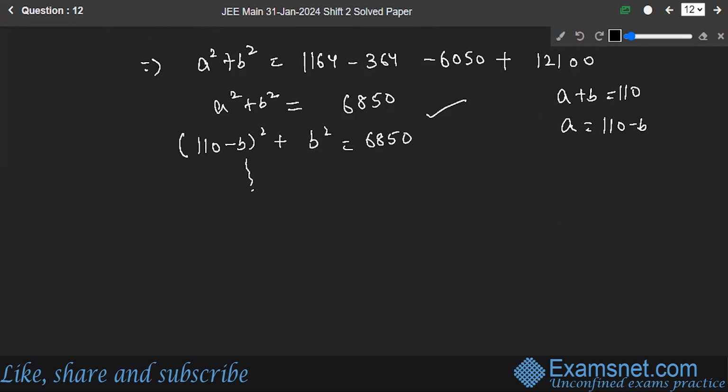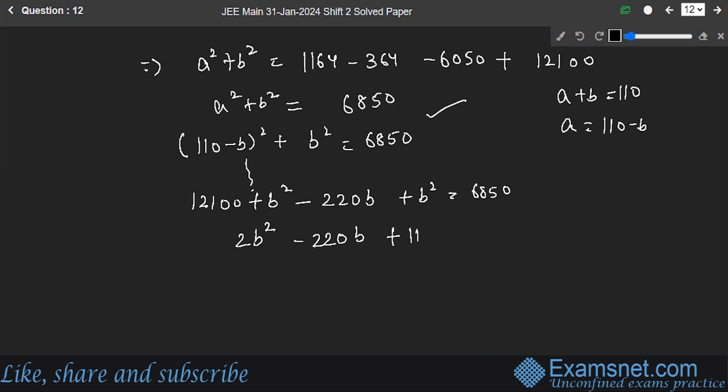You will solve this as a quadratic equation. No lengthy calculations are there, nothing else. You have to pay attention to the calculations. This will be 12100 plus b square minus 220b plus b square, which is equal to 6850. On solving this, you will have 2b square minus 220b plus 12100 minus 6850 is equal to 0.